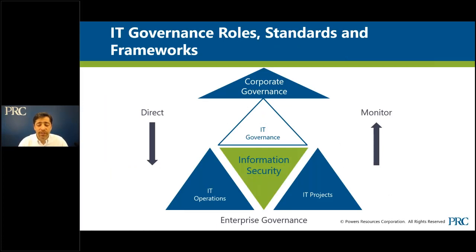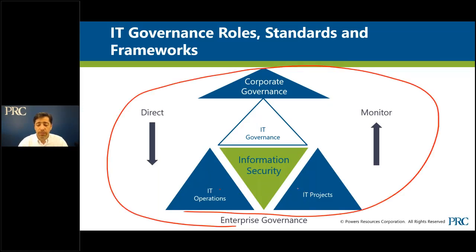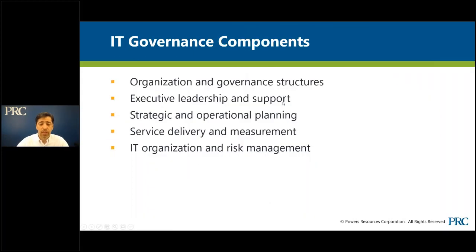So where does IT governance fit in? We have the overall enterprise governance, and IT operations, IT projects, and information security are all under the umbrella of IT governance, which is also under the umbrella of corporate governance. Now, the 5 components of IT governance are the organization and governance structures, the executive leadership and support, the strategic and operational planning, the service delivery and measurement, and IT organization and risk management. So in other words, to assess organization governance, we need to assess those 5 components as they pertain to organization governance.